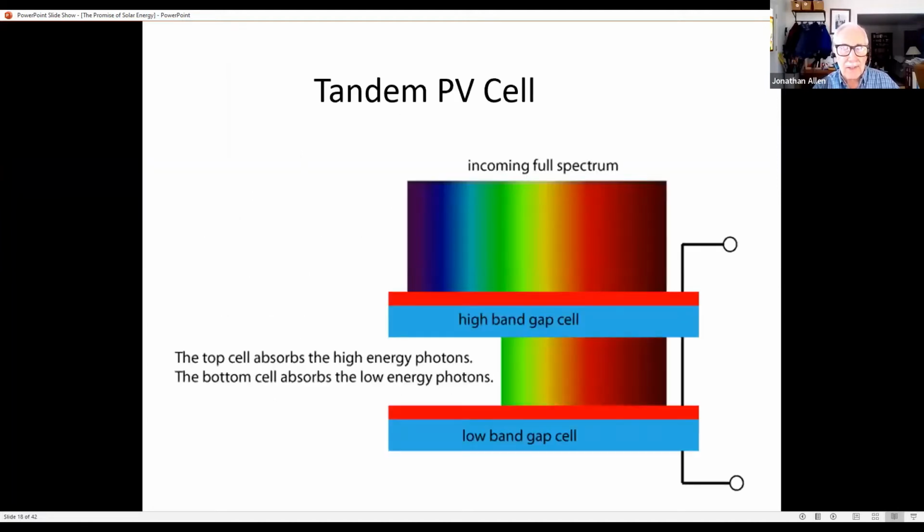Let's look first, though, at that last item, the tandem cell. Here we have an incoming full spectrum. The blue end of the spectrum gets captured by the high band gap cell. The longer wavelengths, lower energy, sneak right on through. But down there, a low band gap cell gobbles them up, and you get better efficiency than you can get with any single junction.